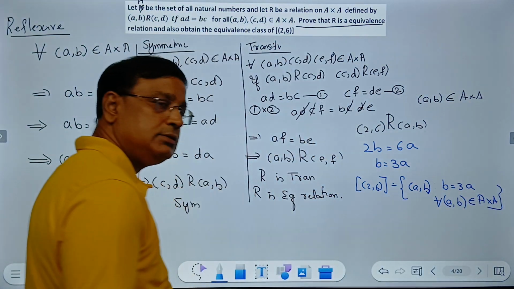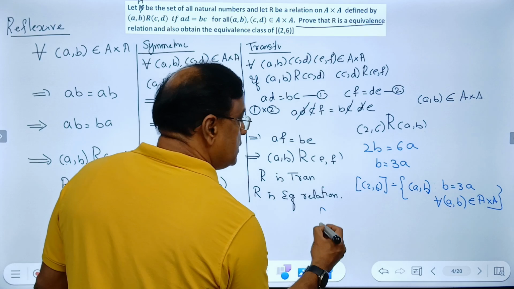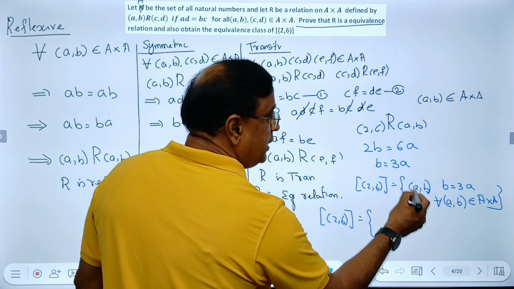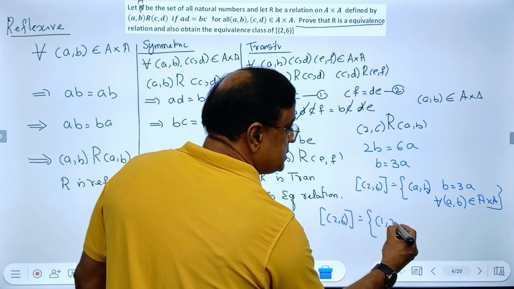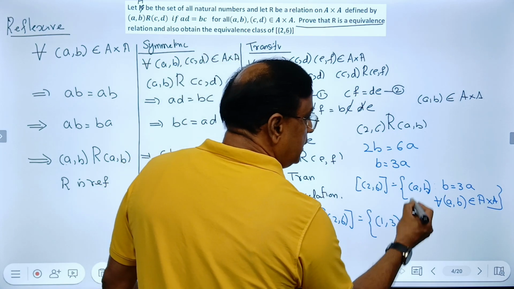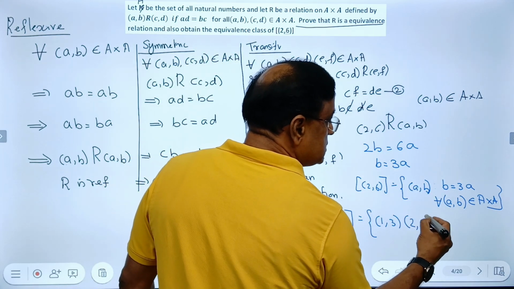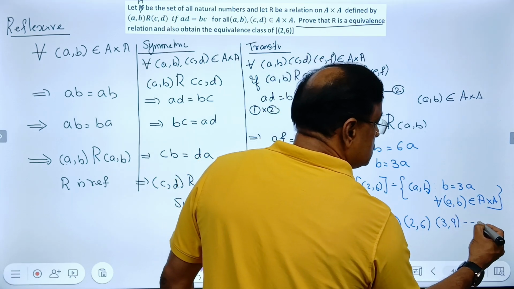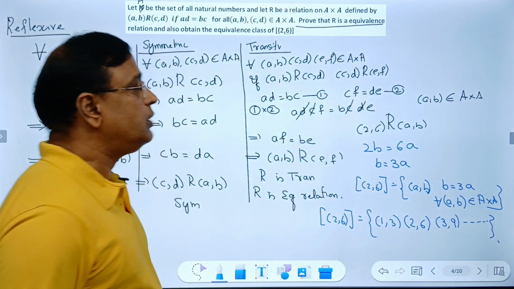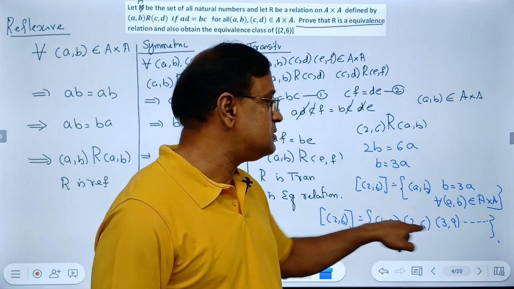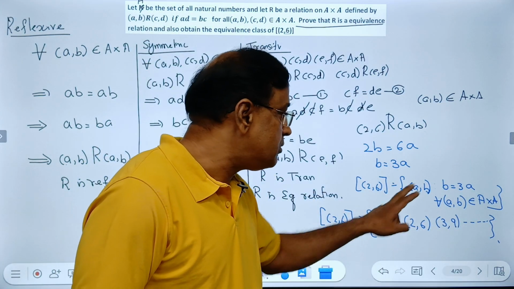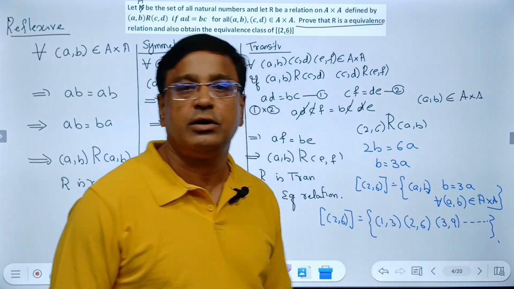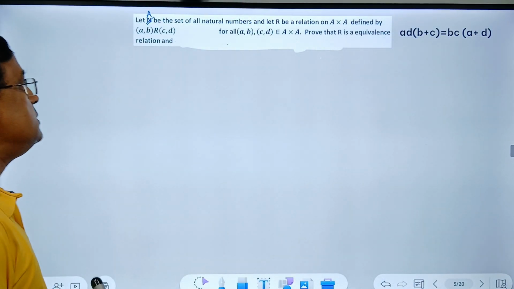Either you can write like this, or if you want to list out the elements, I don't have a problem. All that you need to do is, when A is 1, B is 3, correct? When A is 2, B is 6. When A is 3, B is 9, and so on. Since it is an infinite set, it's better to write like this. This will cover everything, otherwise you have to put dotted lines. Okay. Let's go to the next question.